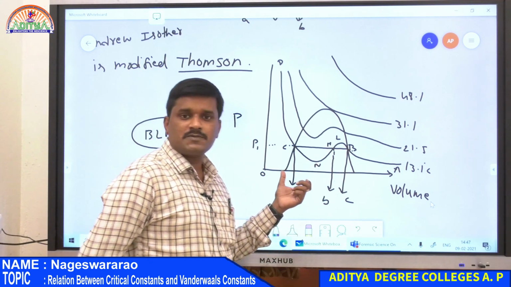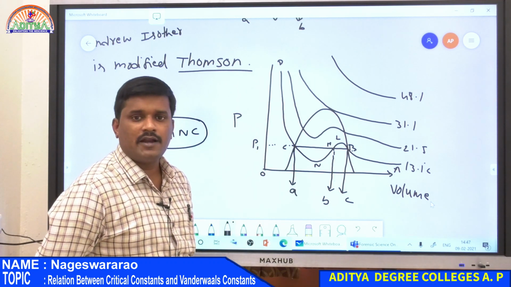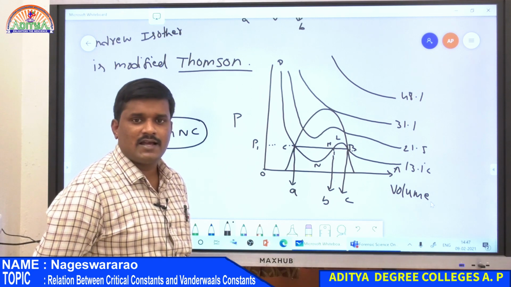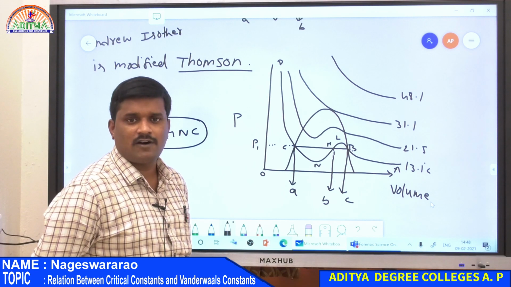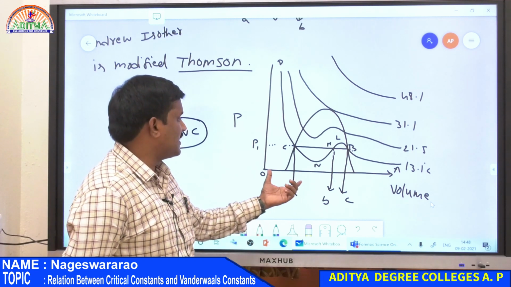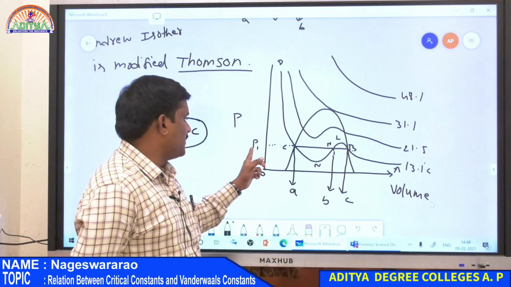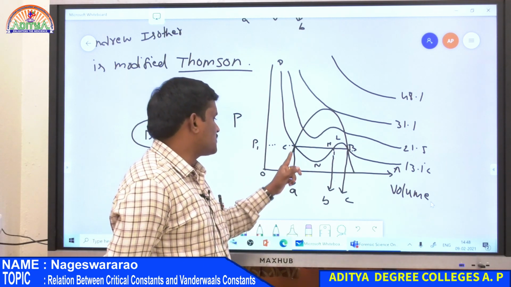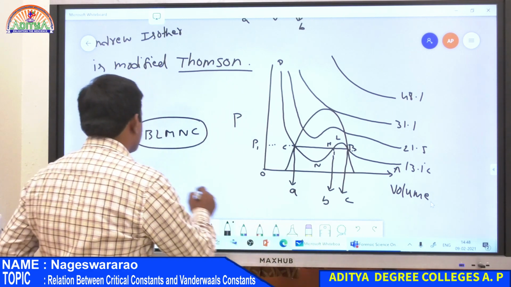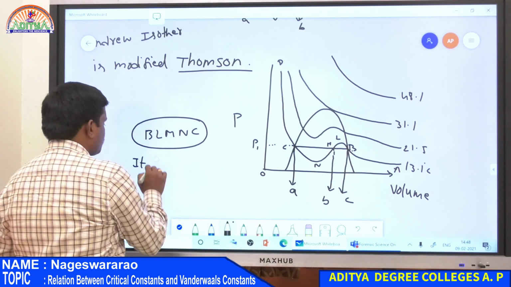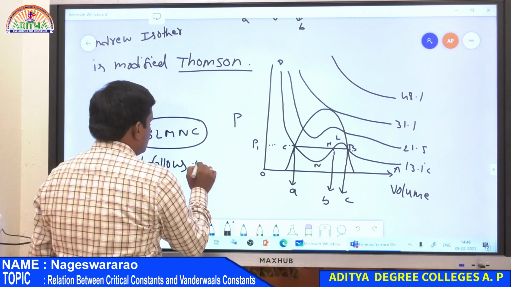Therefore Thomson's isotherm follows the van der Waals equation, because according to van der Waals, for a given gas at a given temperature and pressure there are three values of volume. So this graph also explains, for a given temperature 13.1 and at a pressure P1, we have three volumes for the CO2 molecule. So A, B, C. Therefore it follows the van der Waals equation. It explains the van der Waals equation.